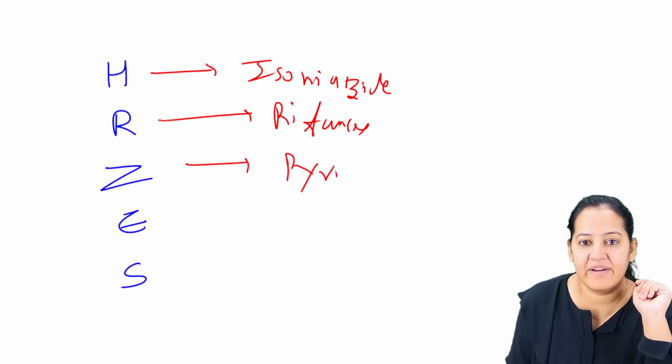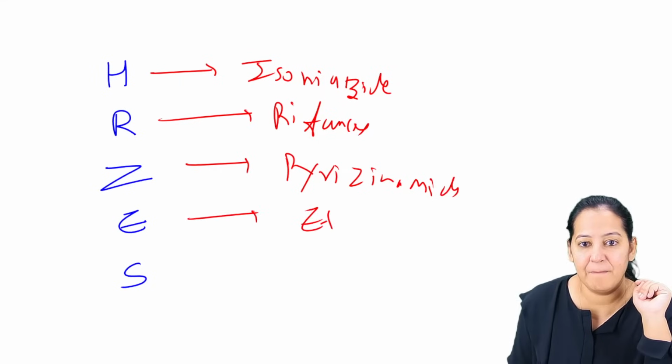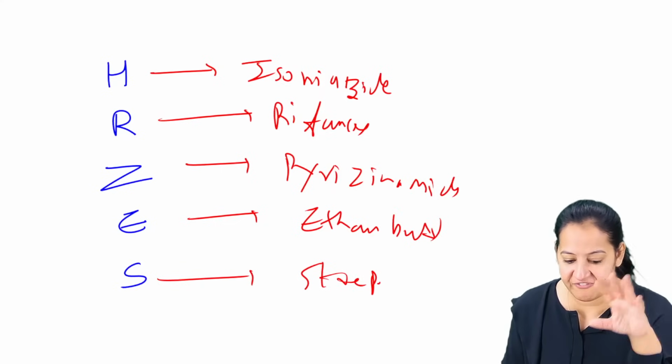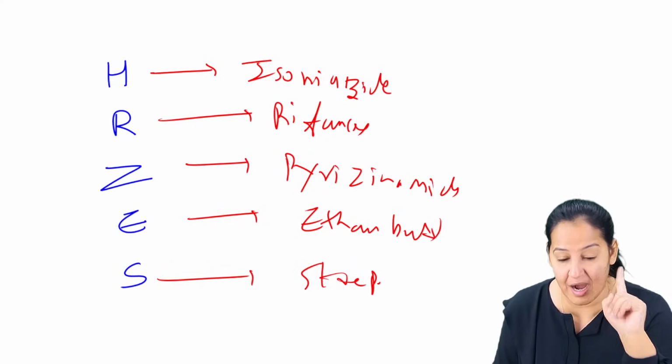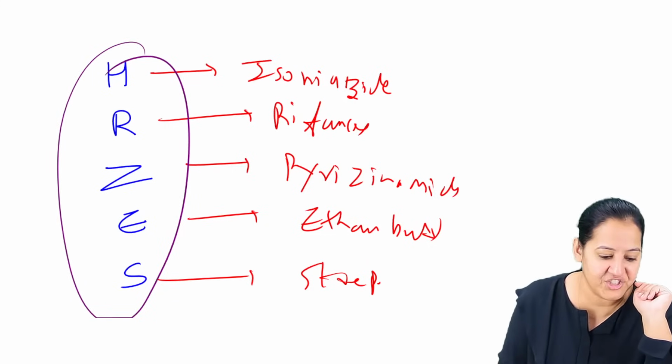Z is pyrazinamide. E is ethambutol. And S is streptomycin. Please learn these are the 5 first line drugs to kill the bacteria Mycobacterium tuberculosis, and these are the 5 first line anti-tubercular drugs. HRZES.